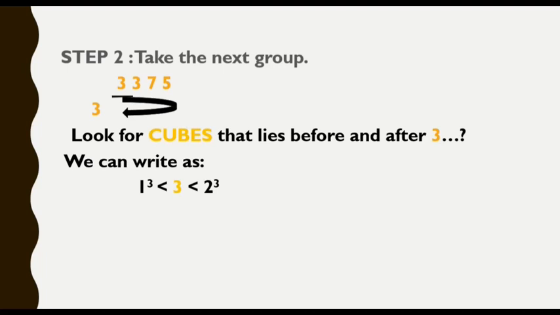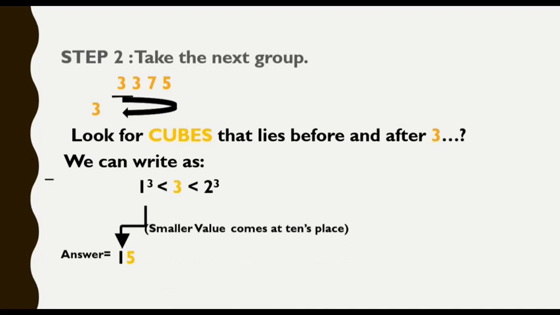Now the final step to conclude the question and find the answer: we have two values, 1 cube and 2 cube. Let's take the lesser value, that is 1 cube, pick up the number 1 and put it on the tens place. This is the way we have got 15. So concluding, 15 is the cube root of the given number 3375. This is how we can find it using the simple estimation method.